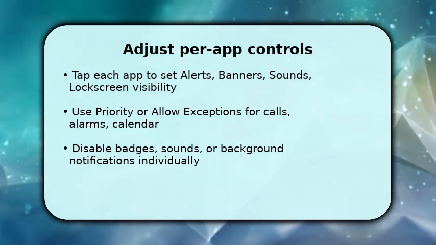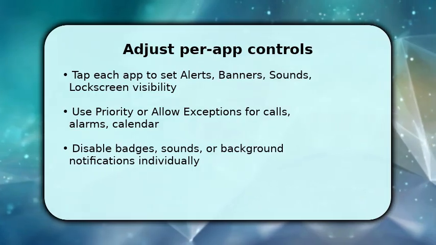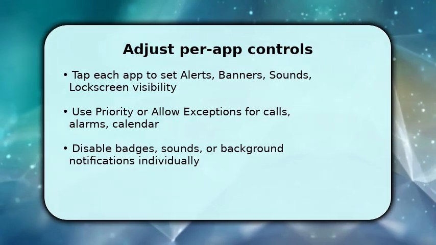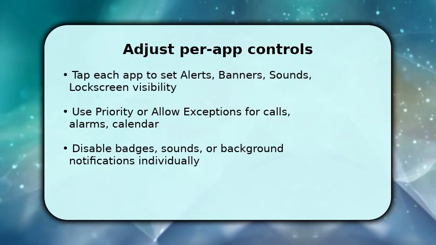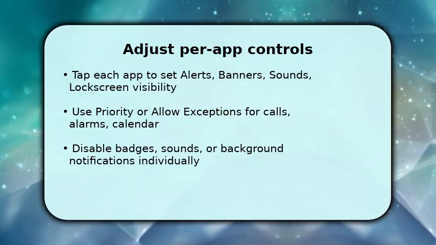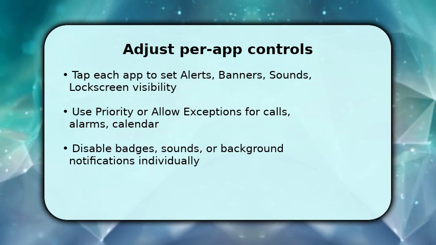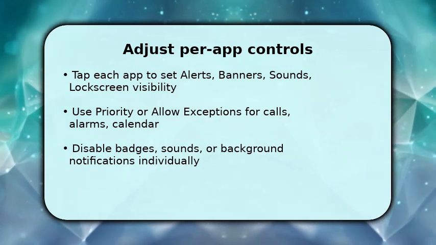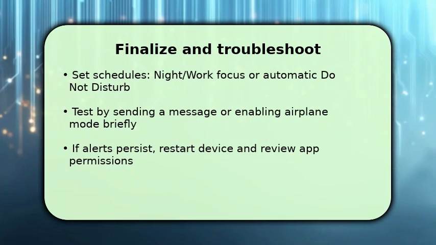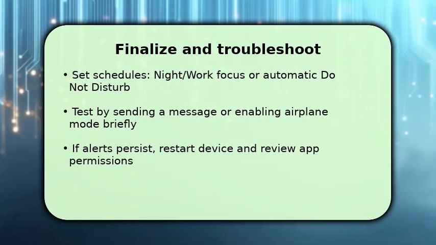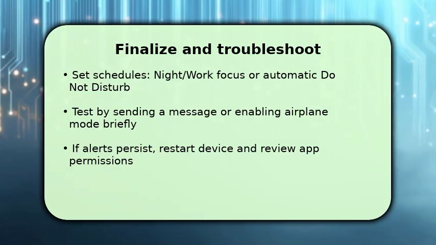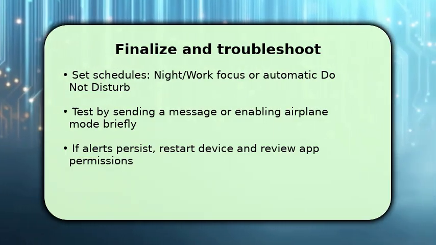Once done with one app, move through high-volume apps like messaging and social media, disabling background notifications, or setting them to silent. Make sure to use priority or allow exceptions for critical apps, such as phone or alarm, so important items still come through. To finish, schedule Do Not Disturb or a focus mode for recurring quiet hours so you don't repeat these steps manually. This ensures consistent behavior.